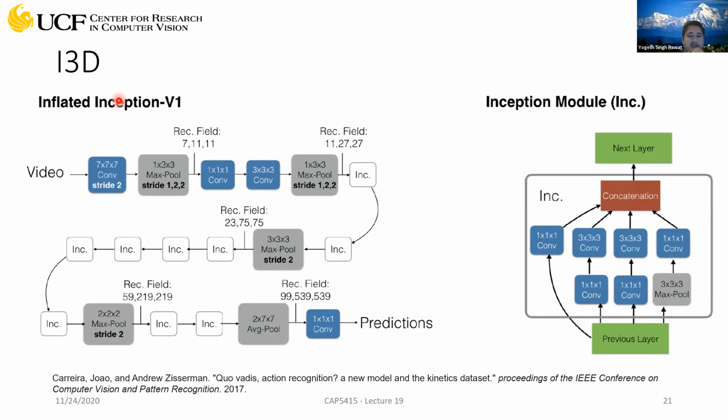Now the next architecture we are going to talk about is I3D. It's very popular. I think it was proposed in 2017, and it's still being used a lot in many different problems. And the idea here is simple. What they did is they took the Inception V1 network, which we discussed when we were talking about convolutional neural networks, and they simply changed the kernel size from 2-dimensional to 3-dimensional.